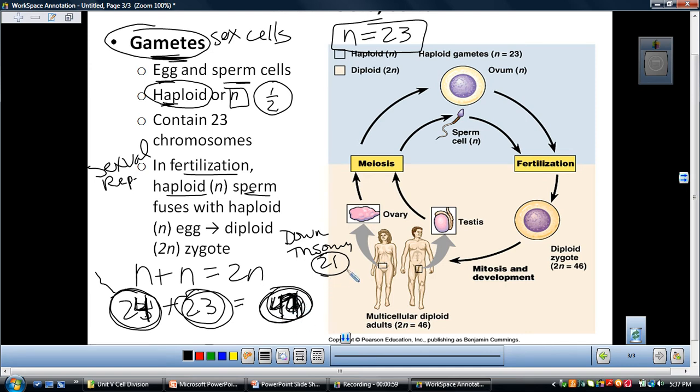Okay, if it happens at chromosome pair number 21, this is known as Down syndrome. If it happens at a different pair of chromosomes, then it has a different name for a disorder.